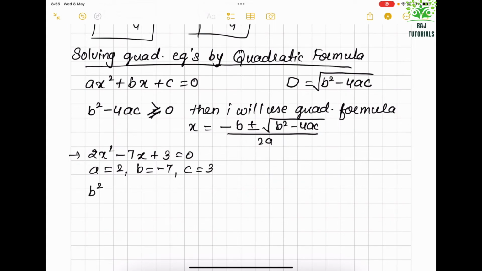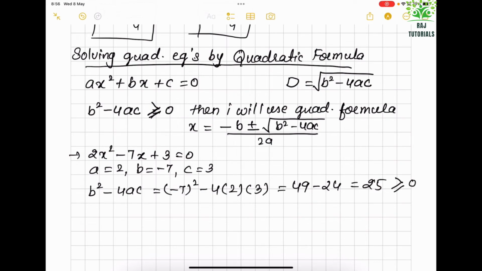First, if I find b square minus 4ac, that will be minus 7 square minus 4 into 2 into 3. So minus 7 square will be 49. This minus as it is. 4 2s are 8, 8 3s are 24. So I am getting 25. So this is 100% greater than or equal to 0, so I will have to use the formula.